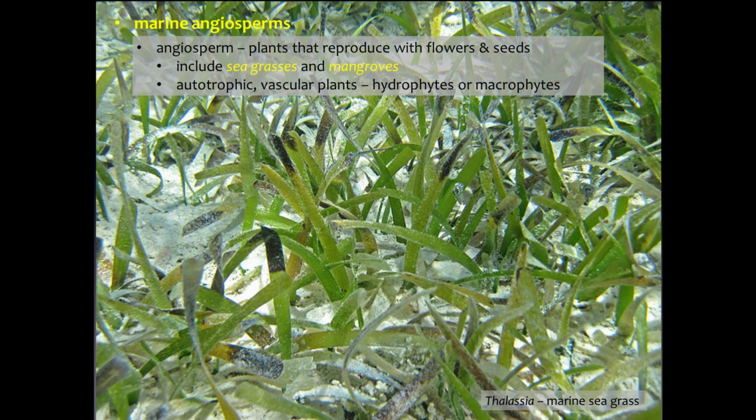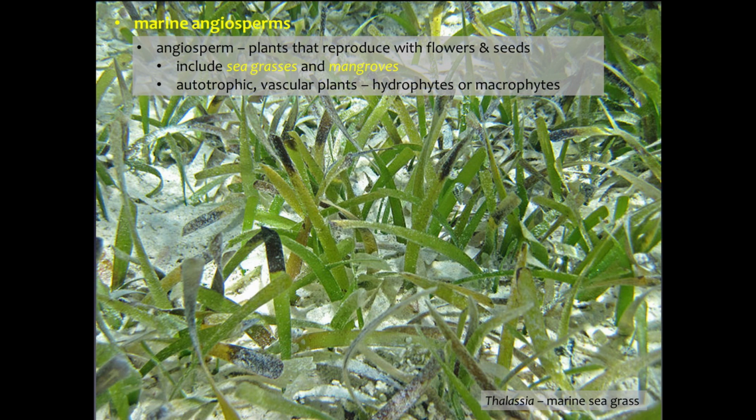Marine angiosperms are another type of primary producer, and these are true marine plants. So these are plants that reproduce via flowers or seeds and include seagrasses and mangroves. We can describe them as being autotrophic, vascular plants, so they have tissue that fluids can flow through within the structure of the plant, and they can be either hydrophytes or macrophytes. Hydrophyte means it's a plant that only grows in or near the water, or on the water, sorry. A macrophyte is a plant, especially an aquatic plant, that's large enough to be seen by the naked eye.